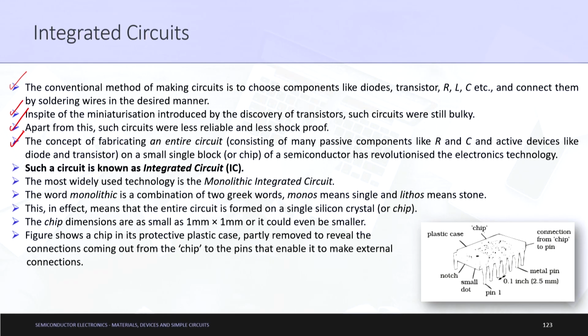The concept of fabricating an entire circuit, please understand this line very carefully. The concept of fabricating, as in manufacturing or making, an entire circuit which consists of many passive components, now what are these components, components like resistor, capacitor, and active devices like diodes and transistors, on a single block, that single block can also be called a chip, on a single block or chip of a semiconductor has revolutionized the electronics technology. Such a circuit is called an integrated circuit.